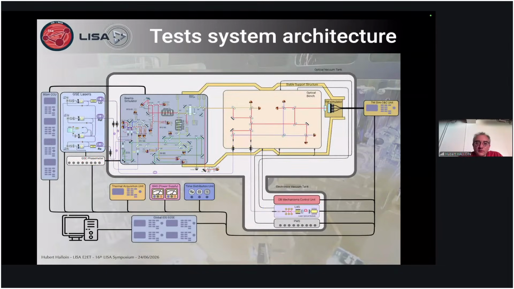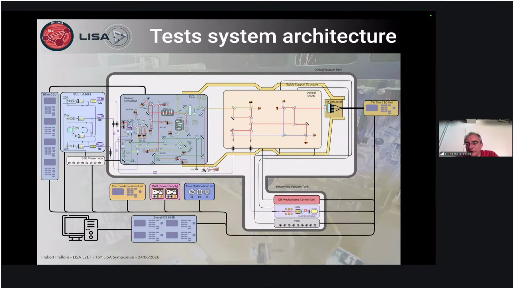So what is the principle? What do we need to test the metrology system of LISA? Basically, the optical metrology system of LISA, what we are going to test is the optical bench plus a laser source and a phase meter, a representative phase meter, that needs to be put into vacuum, and then we need to simulate and stimulate the different interfaces, optical interfaces mostly, between the optical bench and the rest of the world. So that is what is represented here on this scheme.